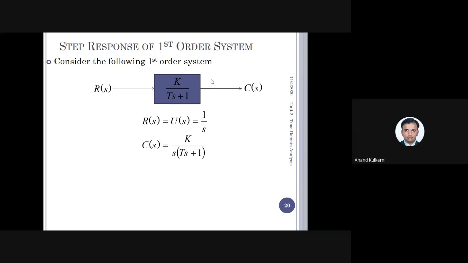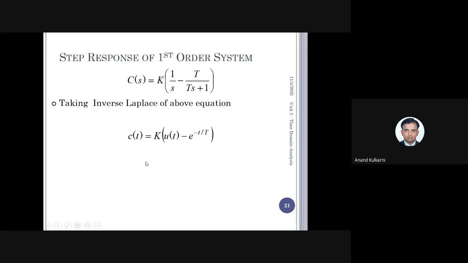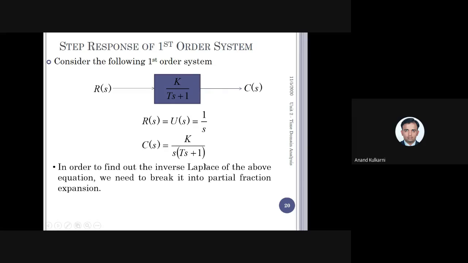If it is subjected to unit step input, the unit step input transfer function is 1 upon s. If you multiply it by the first order system transfer function, then you have to use the partial fraction method and get this as the output equation. C of t is equal to K into bracket 1 minus e to the power minus t by T. So this is how you have to do the derivation. So there are two derivations here, one for unit impulse input, one for unit step input. Similarly, there is one for unit ramp input also.